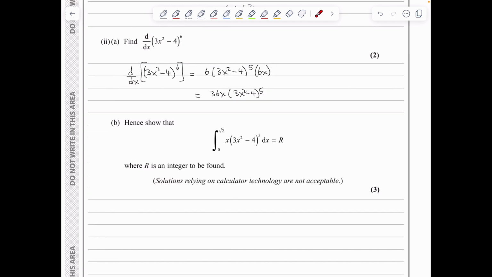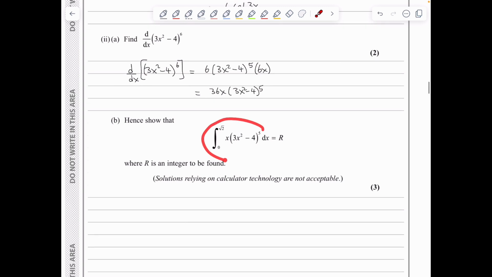And then in part B, we're asked to show that the integral of x times 3x squared minus 4 raised to the power of 5 from 0 up to root 2 is equal to r, where r is an integer to be found. Well, if we look again at the IIA part, we've just seen that the derivative of 3x squared minus 4 raised to the power of 6 is 36x times 3x squared minus 4 raised to the power of 5. And we can see that the structure of the derivative matches what we've got within the integral here.